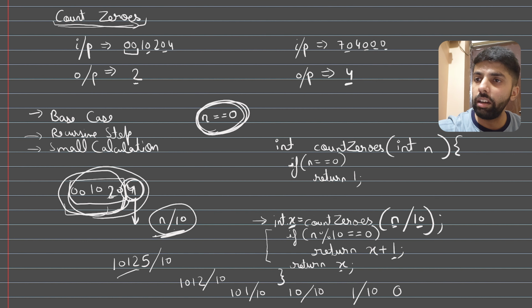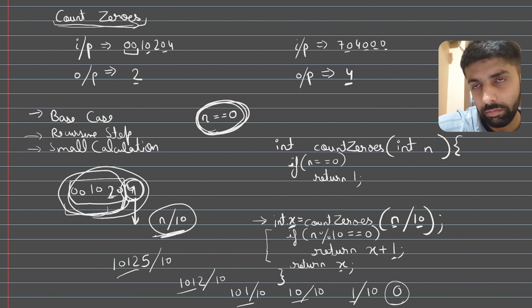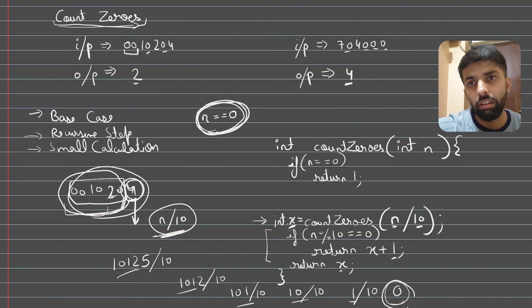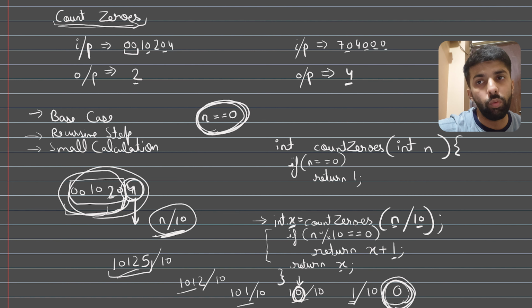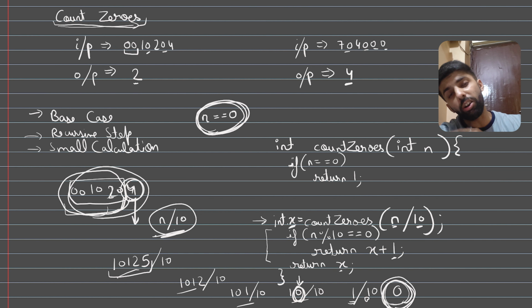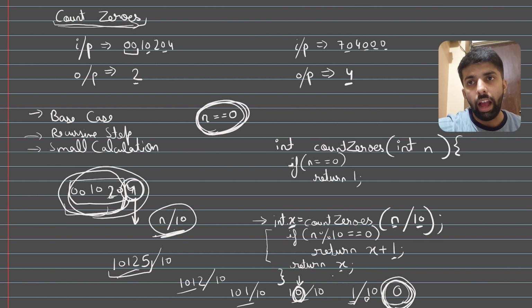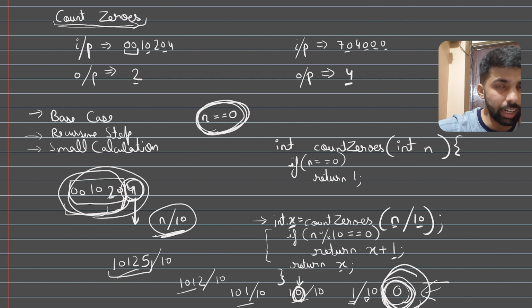So if you keep dividing a number by 10 in programming, you eventually get a 0. But that 0 was not actually part of my number. This was a separate 0, right? Only the 1 0 was part of my number. But this 0, which I got after dividing 1 by 10, was not part of my number. And this is where the problem lies. So our if n is equal to 0 condition will run for this as well. That means it will return 1.